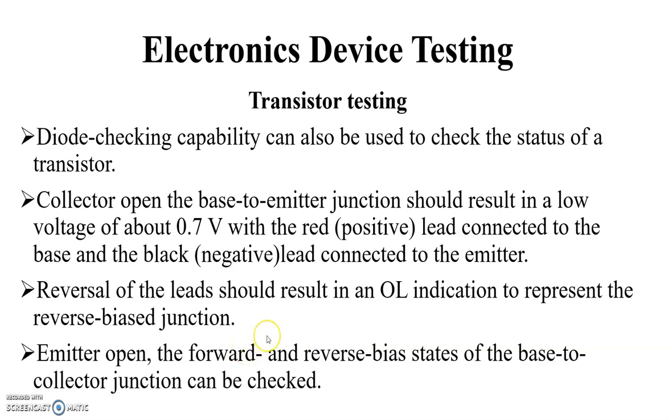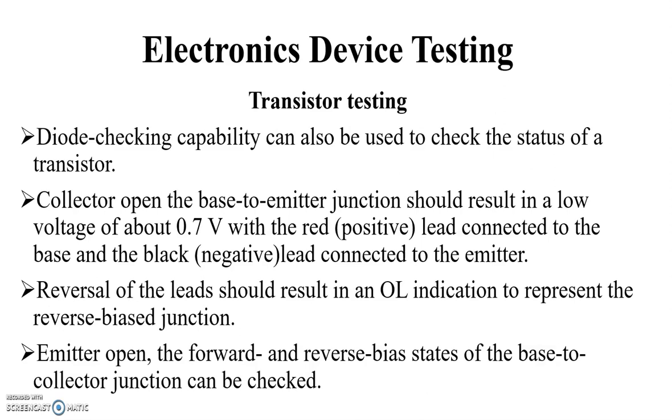Next one, the electronics device testing. One of the electronics devices is the transistor. Here you put the DMM in the diode checking mode and check the status of the transistor, whether it is working or not. Keep the collector open.